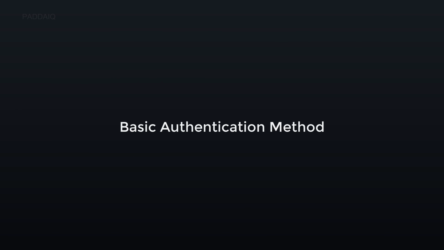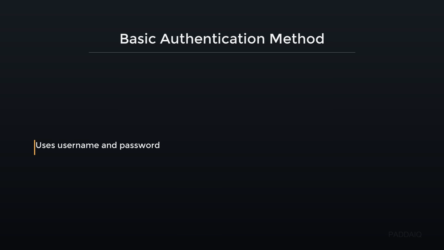Basic Authentication Method uses username and password. This means the system verifies your identity by checking credentials you provide. For example, logging into your email account requires your email address and a secret password. It's a straightforward way to confirm who you are before granting access to protected resources.